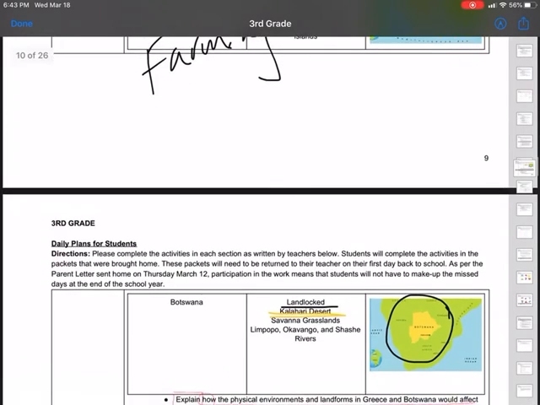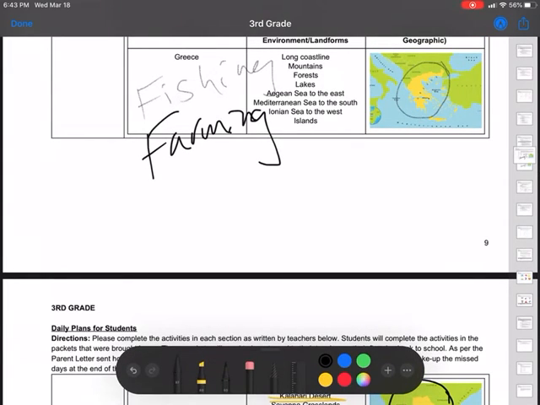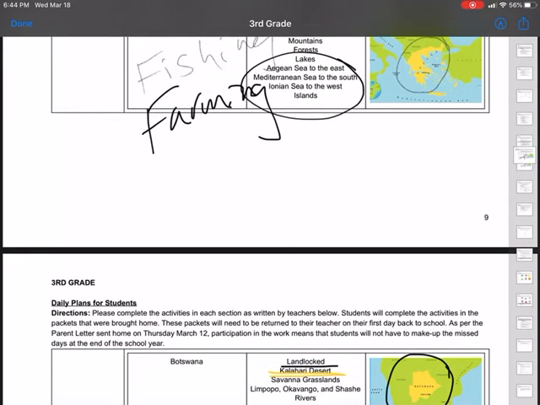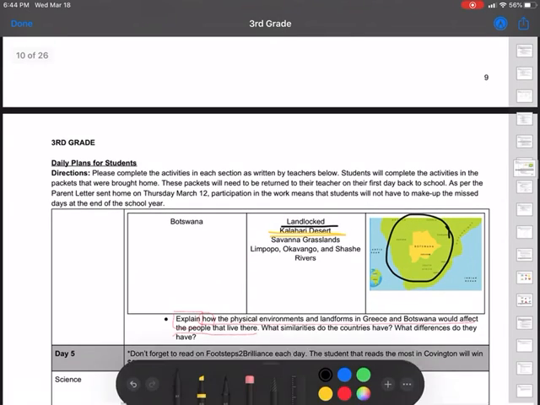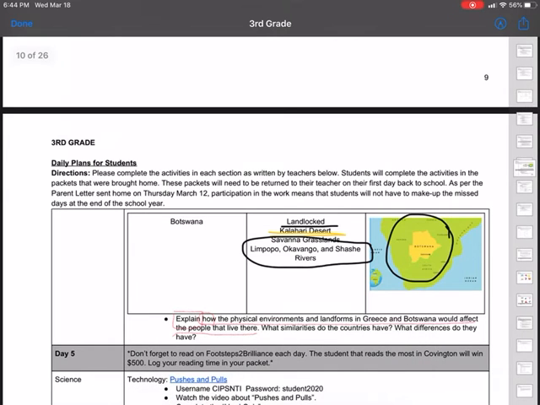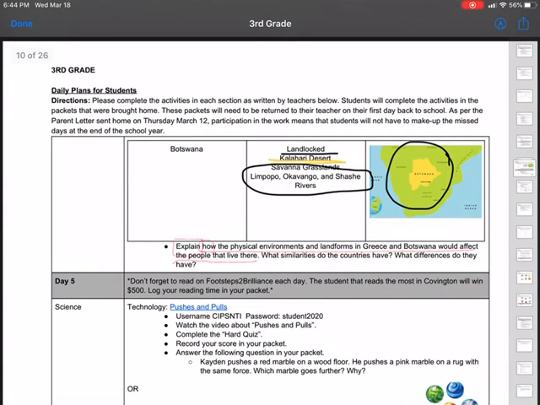But they also have some similarities. So they also have some bodies of water that are important to them, like the Aegean Sea, the Mediterranean Sea, the Ionian Sea, as well as in Botswana they have the, excuse my pronunciations, Limpopo, Okavango, and Shashi rivers. All those things play a super important part in how they use the land.